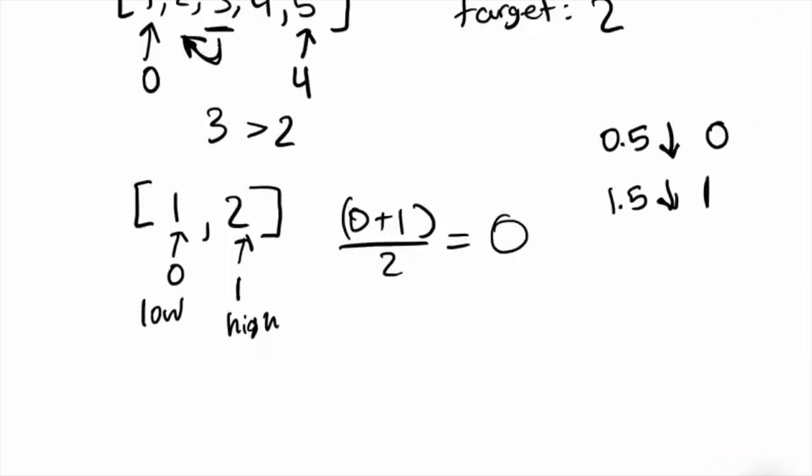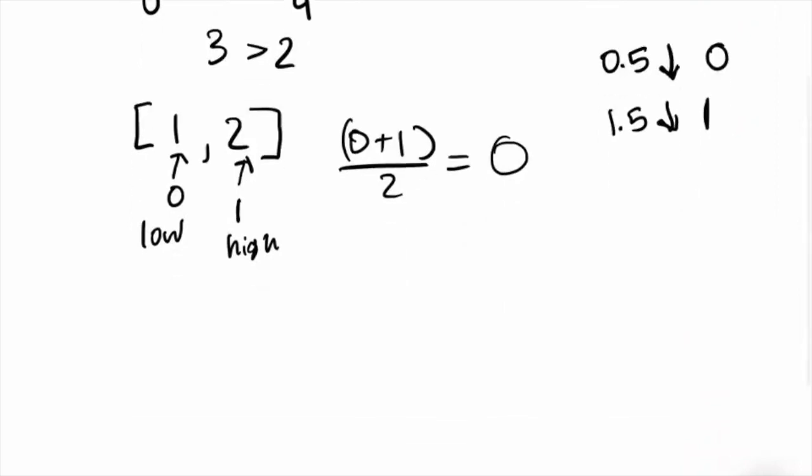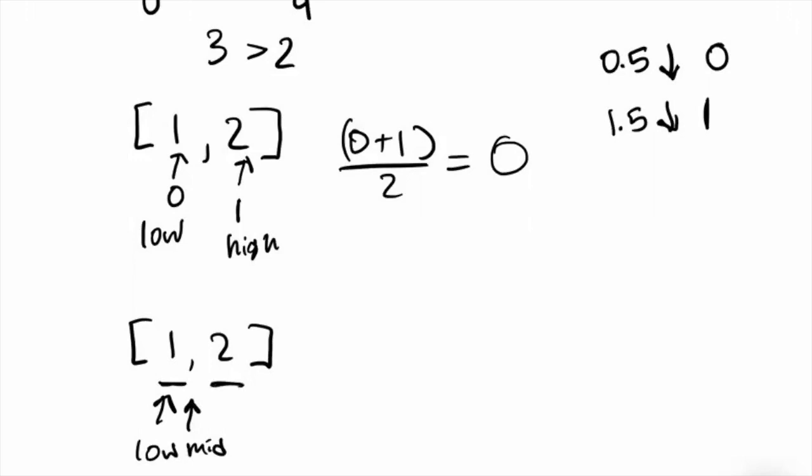And so it's 0. So what does that mean? That means we take the 0th element as our midpoint now. So our array is now 1, 2, and we take 1 as our midpoint. So right now, 1 is still our low, but it's also our midpoint. So it's also our mid. But 2, with high index of 1, is still our high index for now.